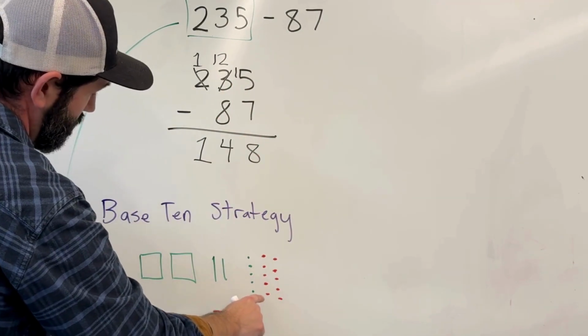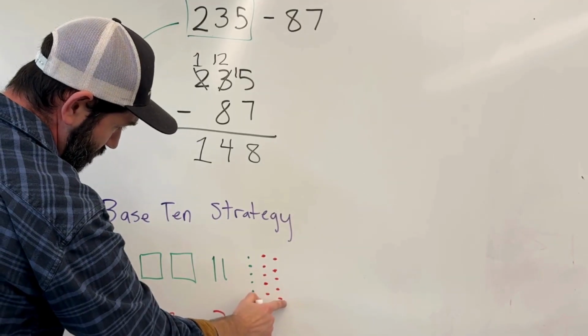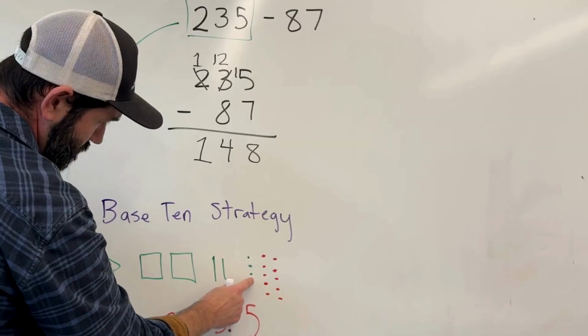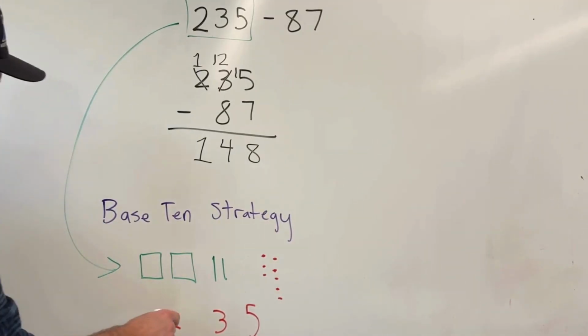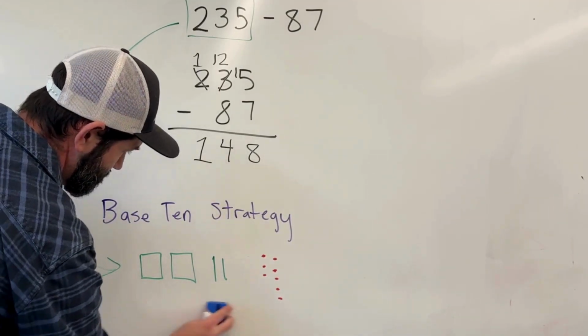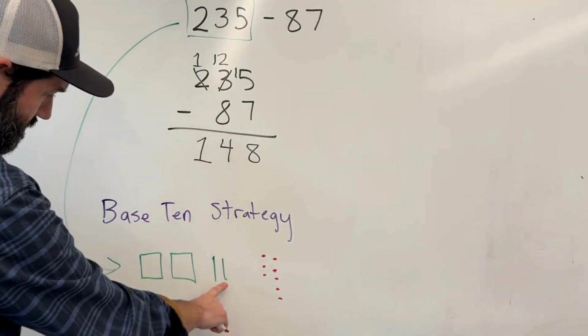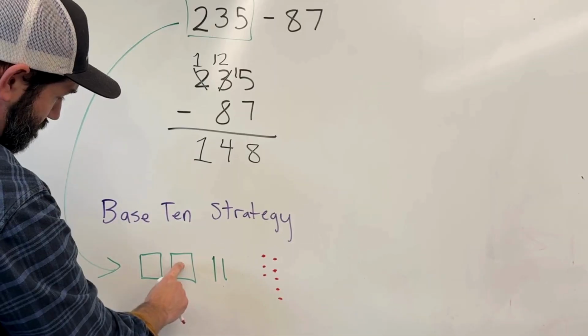So now we need to take away the 7 ones. So let's take away 7 ones. 1, 2, 3, 4, 5, 6, 7 ones. Okay. Let me erase this now. All right. Now we need to take away 8 tens. Well, we can't take away 8 tens, so we have to borrow from here.